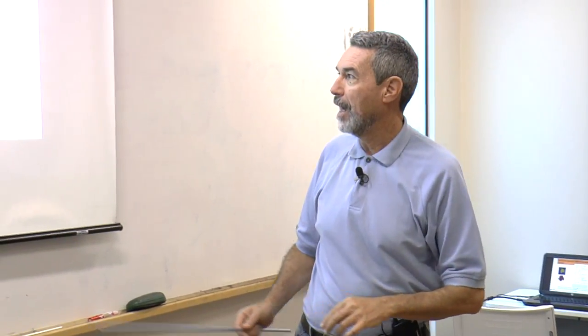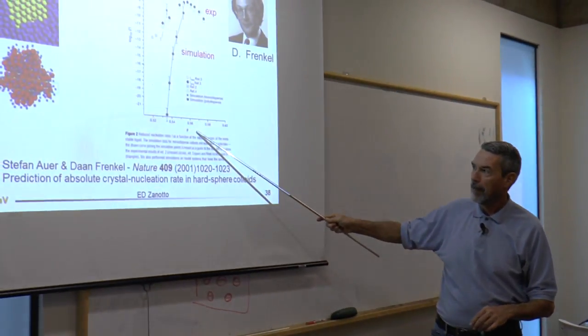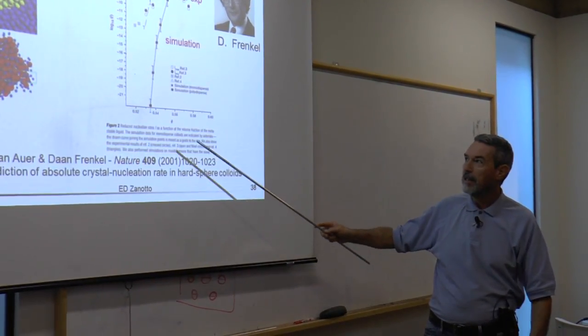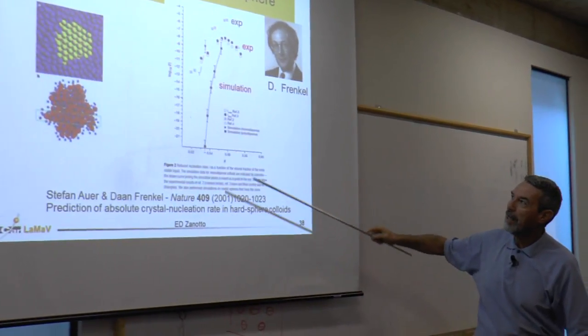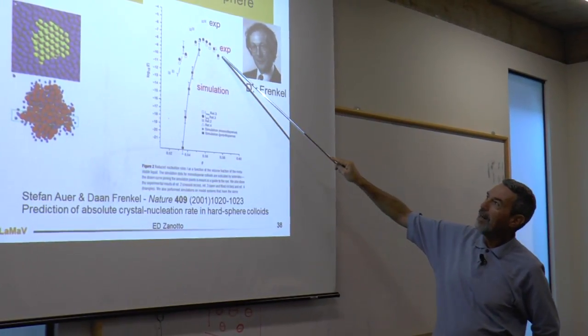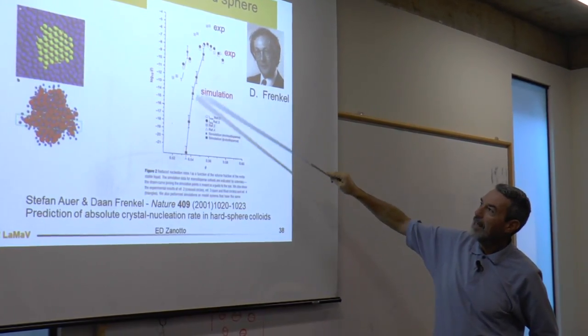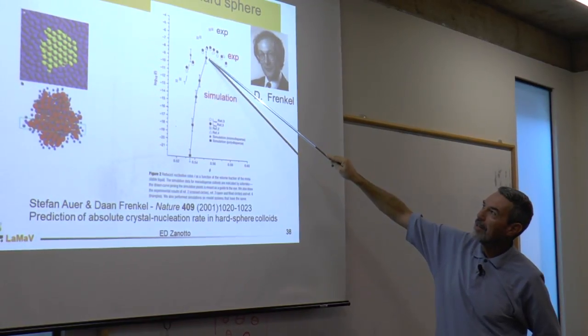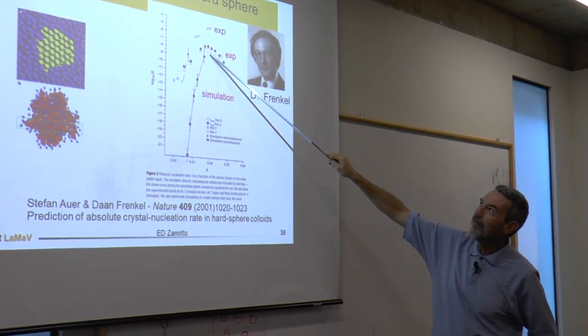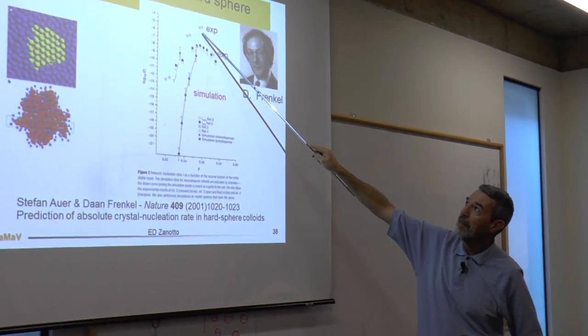So there is experimental data and computer simulations. This is easy to do in computer simulations because you have a lot of spheres and you increase the volume fraction of particles in the liquid, and it's possible to measure a nucleation rate. So these are experimental data, and this is a computer simulation. It's not that far.